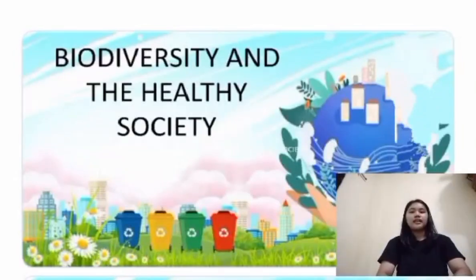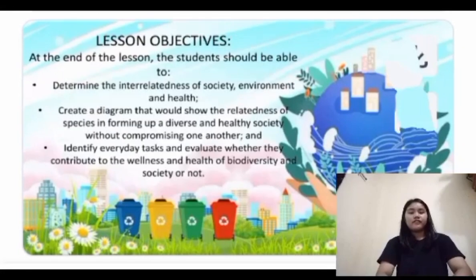So now we're going to discuss biodiversity and the health of society. Lesson objectives. At the end of the lesson, we should be able first to determine the interrelatedness of society, environment, and health. Second, create a diagram that would show the relatedness of species in forming a diverse and healthy society without compromising one another. And last, identify everyday tasks and evaluate whether they contribute to the wellness and health of biodiversity and society or not.